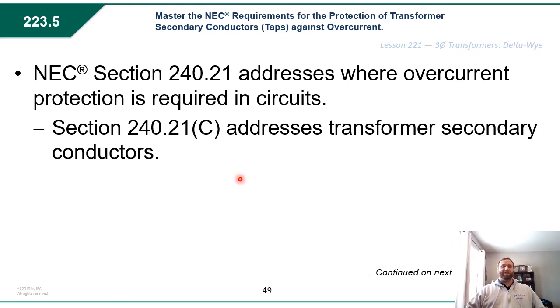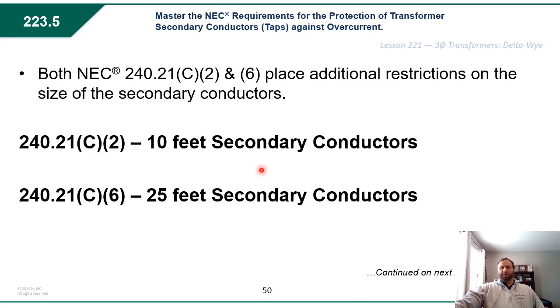Section 240, like I talked about, addresses where overcurrent protection is required in circuits. Section 240.21(C) addresses minimum size transformer secondary conductors. 240.21(C), transformer secondary conductor sizes. 240.21(C)(2) is referred to as the 10-foot secondary conductors, or the 10-foot rule for secondary conductors. That means that my secondary conductors are 10 feet or less. I would apply 240.21(C)(2). If my transformer secondary conductors are 25 feet or less, then I use 240.21(C)(6).